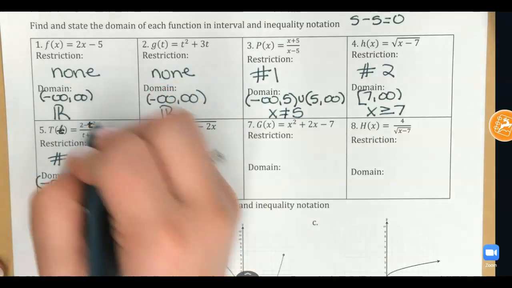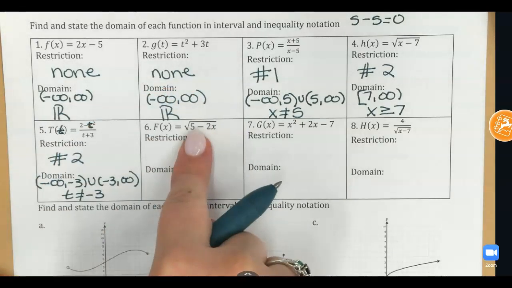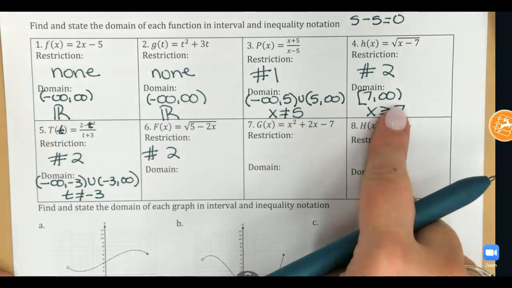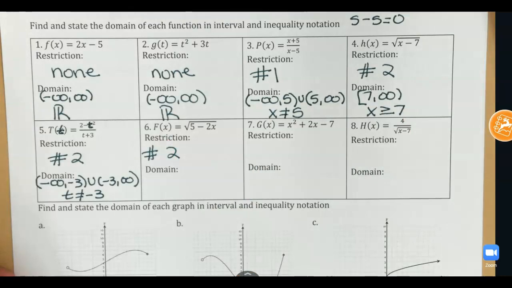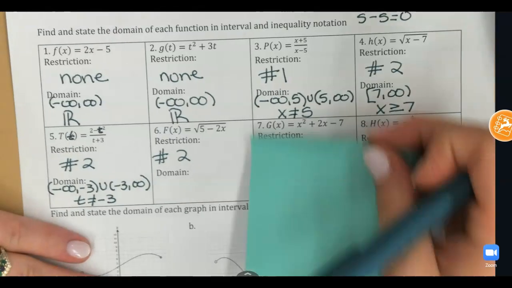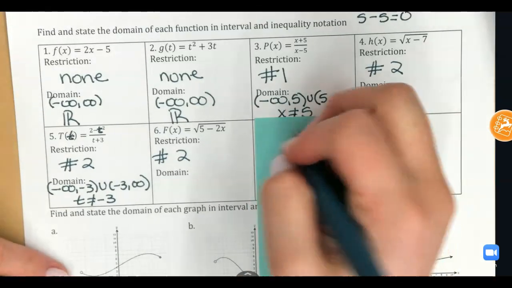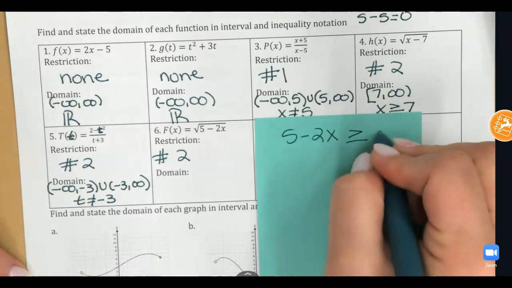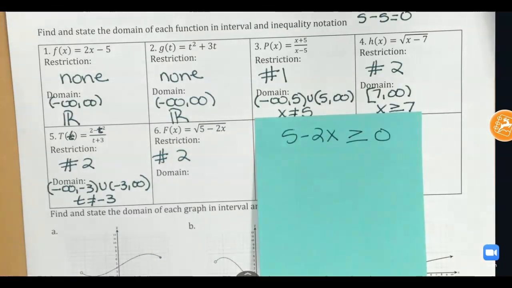And here as well. Okay, on the next one, I cannot take the square root of a negative, and this one is not quite as clear as 4 as to what the domain restriction is going to be. So what you can do is solve this like an inequality. If I'm going to take what's inside my square root, I've got 5 minus 2x. I want that to stay greater than or equal to 0. I can just solve this inequality for x.